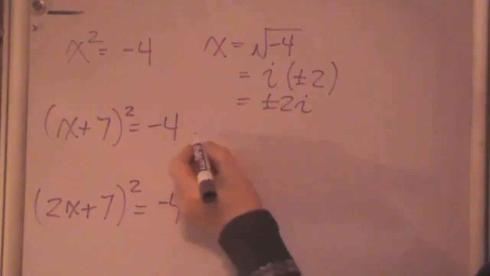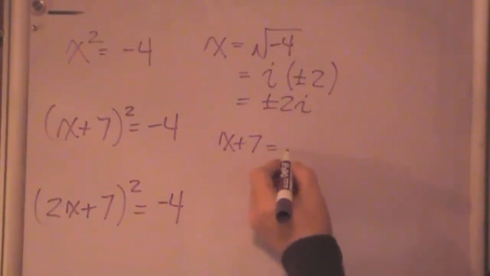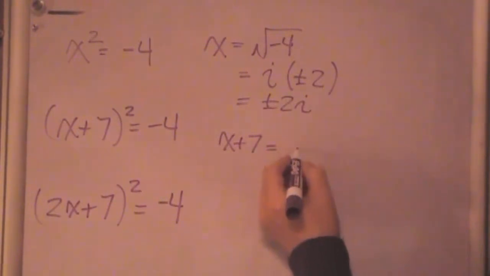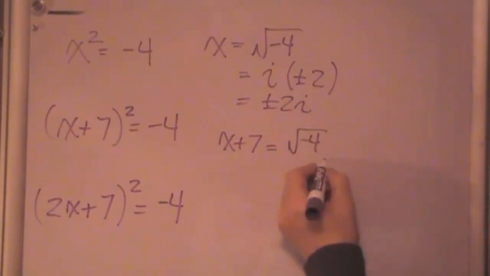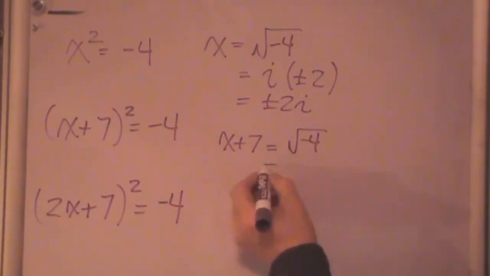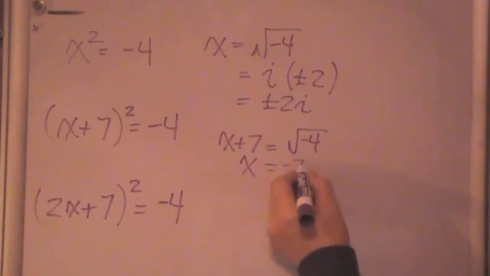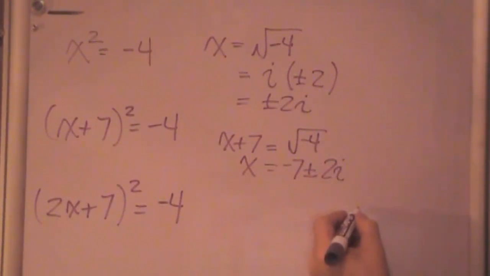For this one, when we take the square root of both sides, you're going to get x plus 7 equals, and when you take the square root of negative 4, you're again going to get plus or minus 2i. So you have to bring the 7 over, x is equal to minus 7 plus or minus 2i.